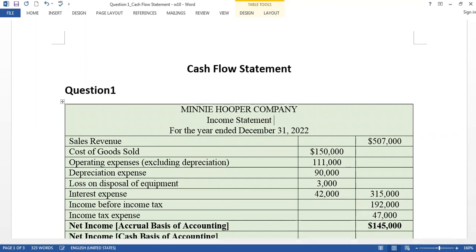And how do we prepare this income statement? Revenue minus expense.